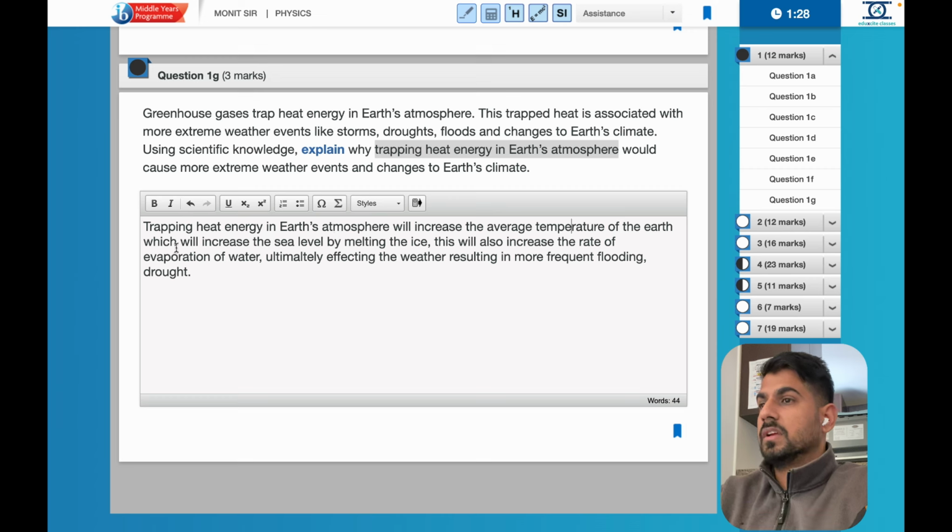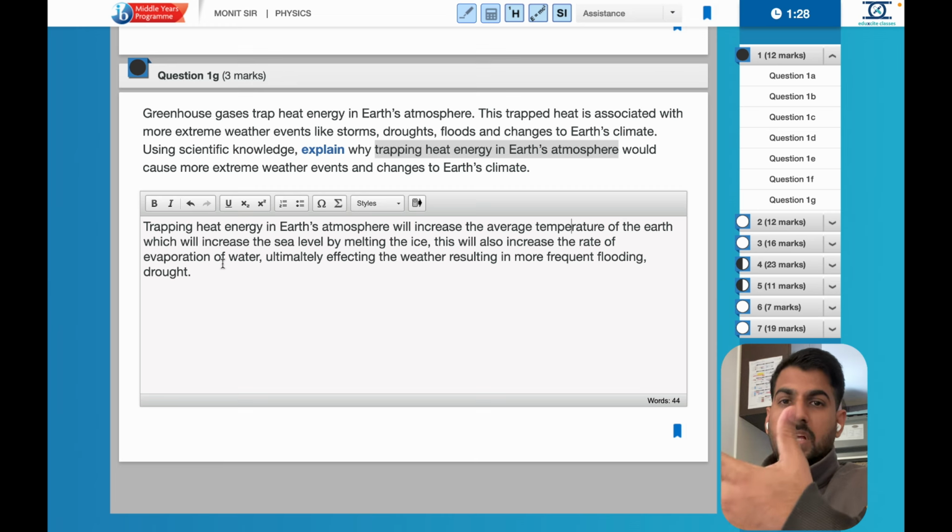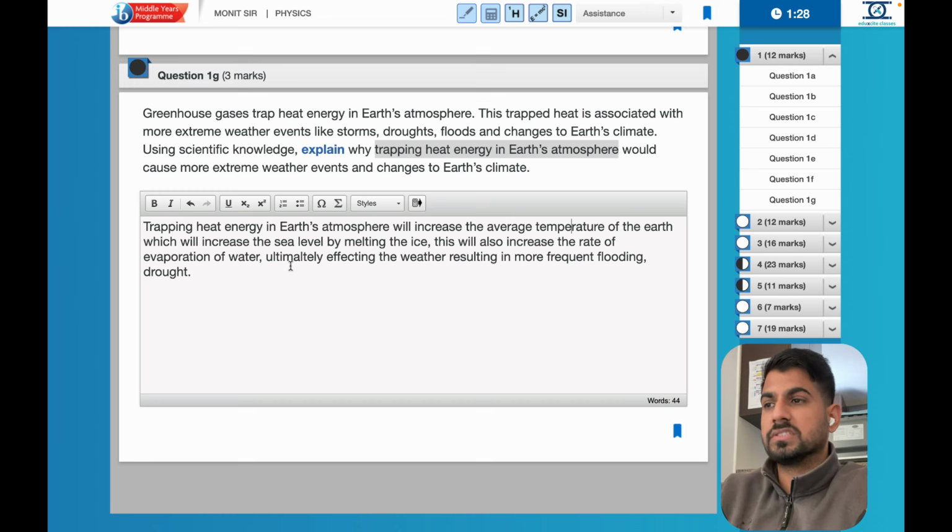Okay, we know this, which will increase the sea level by melting more ice. This will also increase the rate of evaporation of water, because if the average temperature increases, the rate of evaporation will increase, which ultimately affects the weather, resulting in more frequent flooding in the coastline areas as well as drought conditions in some geographical locations. So this is how you can answer question number one. Okay.